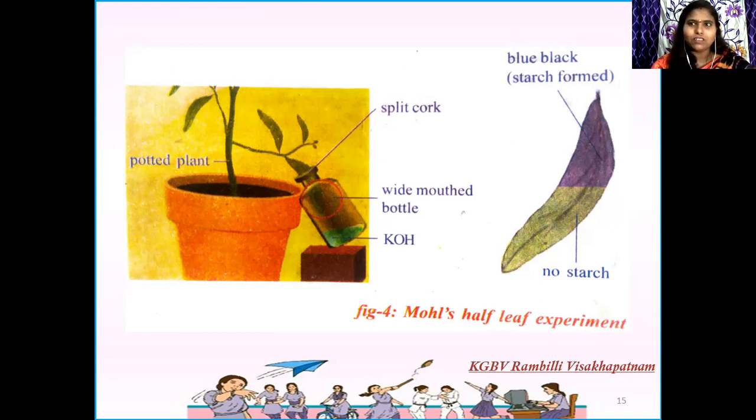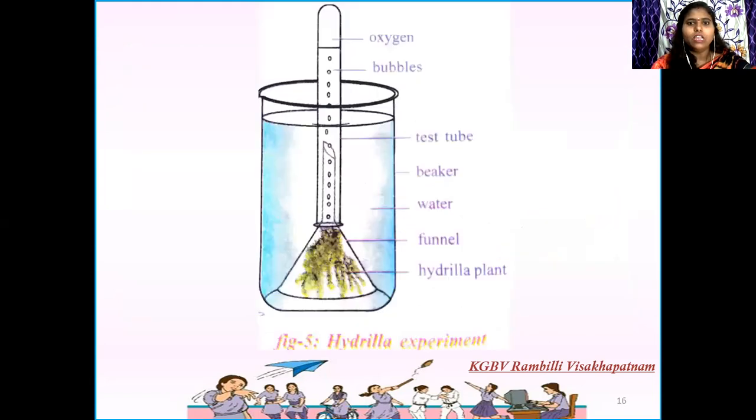Okay, go for the next one. Here, the hydrilla experiment. If we observe: oxygen bubbles are there, test tube, beaker, water, funnel, hydrilla plant is there. Already we know the procedure. We discussed it here. Learn the diagrammatic representation also for the essay question.